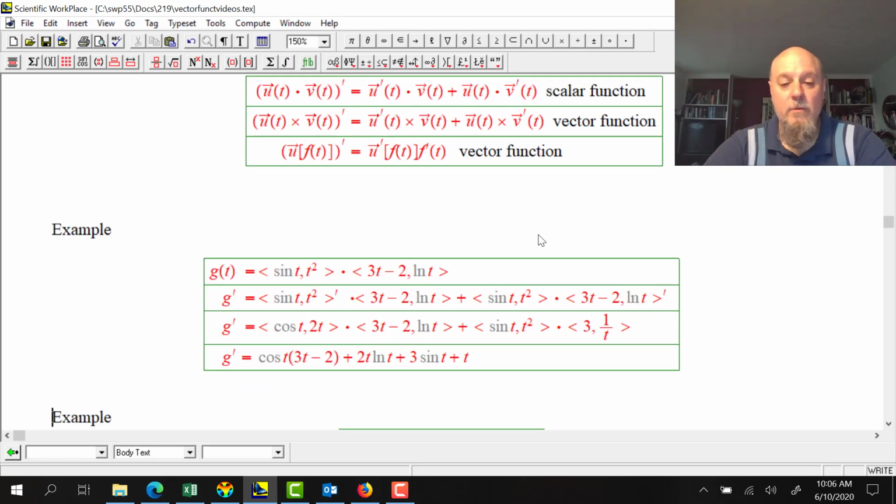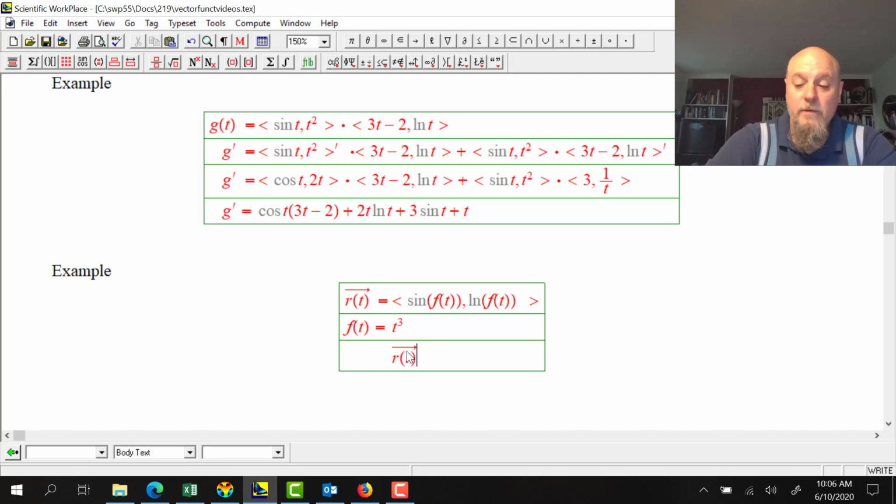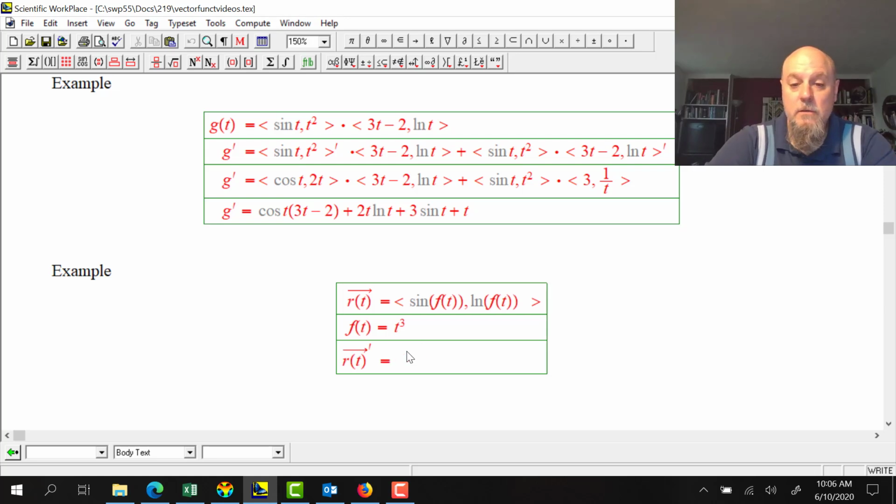Let's do one more example. Here I've got a function. The vector is a function of a function. So it's the sine of f and the ln of f. Again, it's two-dimensional. The function that's inside is t cubed. So I want to take the derivative with respect to time. So I'm going to get a vector function.